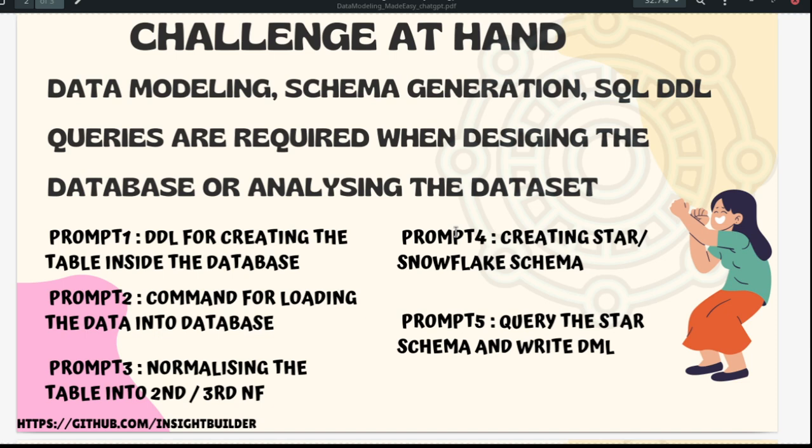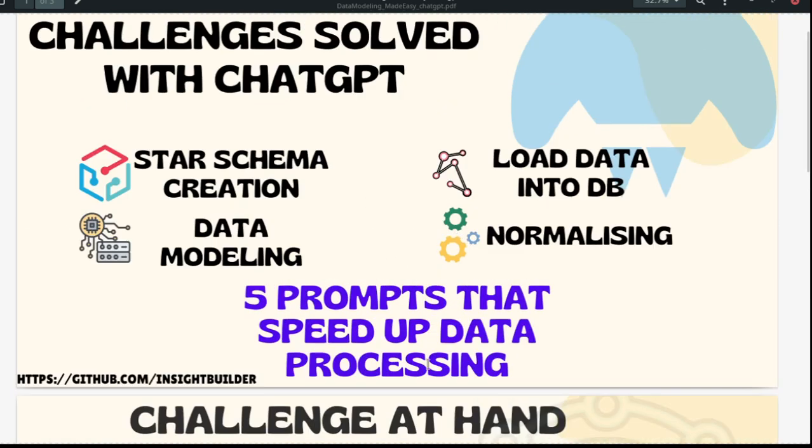Help me to normalize the table to second or third normal form, or create additional types of schema like star and snowflake, and then query those schema. So it will provide the actual commands that are used for these activities. It will not actually query your data set. Please note this point. It will not query your data set. It will help you to provide the commands that you can then execute on your database server to ease up your process. As I explained, it is to speed up the data processing.